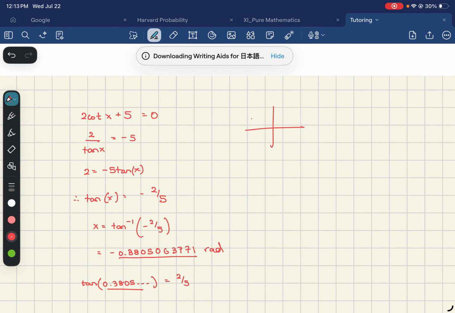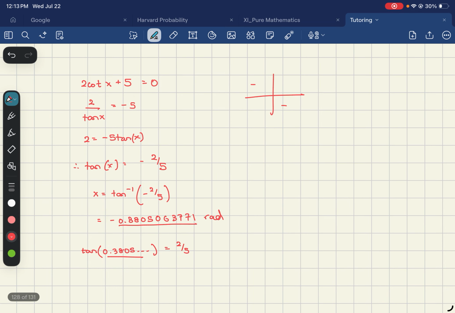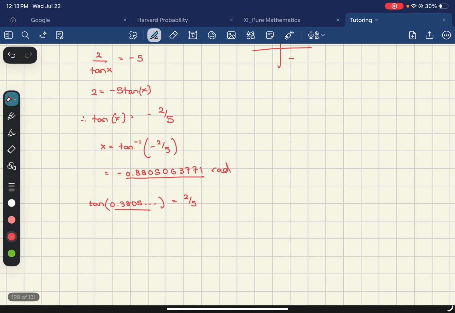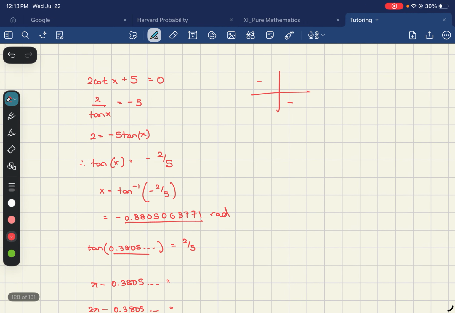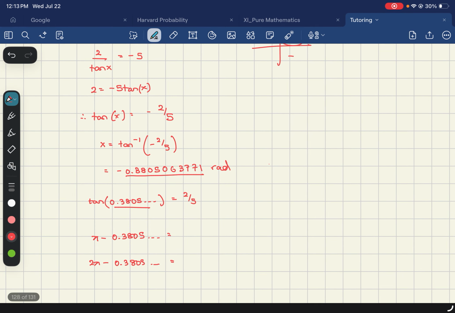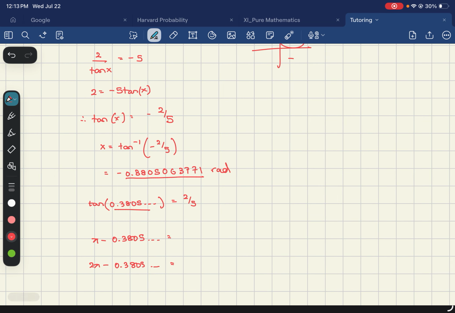Tan is negative in the second quadrant and in the fourth quadrant. So now how do I send the acute angle to the second quadrant? Well, pi minus an acute angle will send it to the second quadrant, and 2 pi minus an acute angle will send it to the fourth quadrant, where tan is negative. So we just need to do that. We just need to figure out the positive first quadrant acute angle first. And if we can do that, then it's just a matter of taking the angle into the respective quadrants.